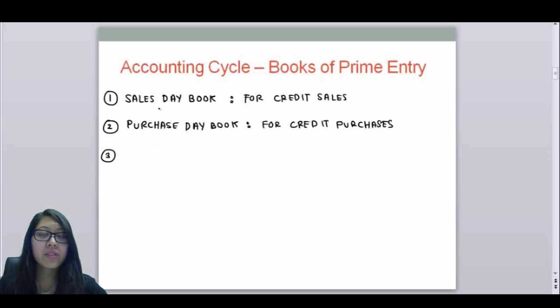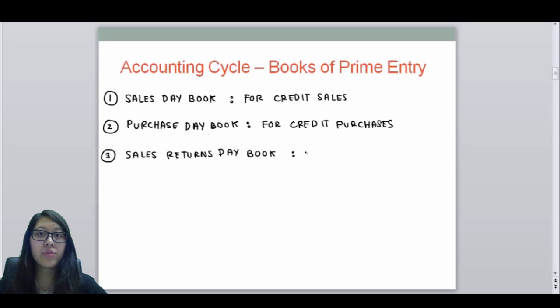Now, because we have a sales day book, of course, there are circumstances where a customer would want to return the goods to us even though they haven't paid for it yet. So that's why we need to maintain a sales returns day book as well, which is for recording credit notes that we have made.